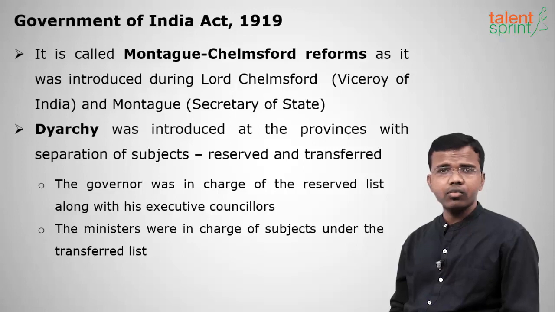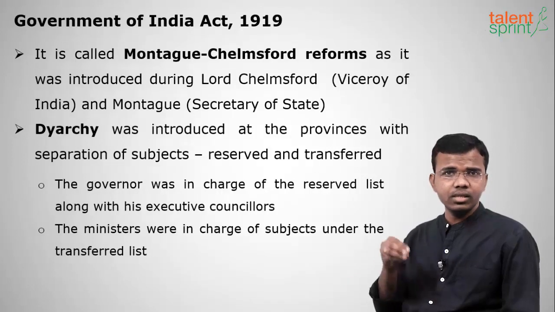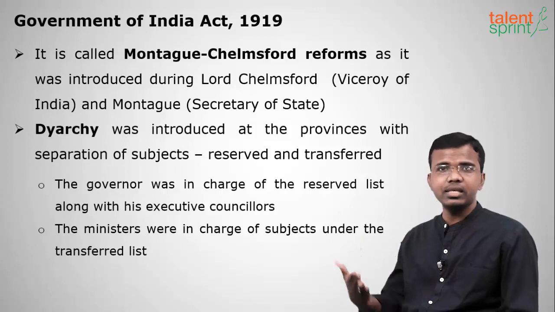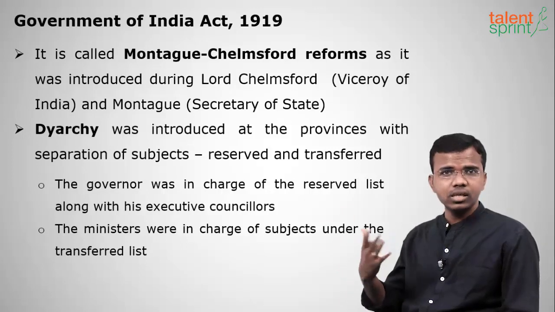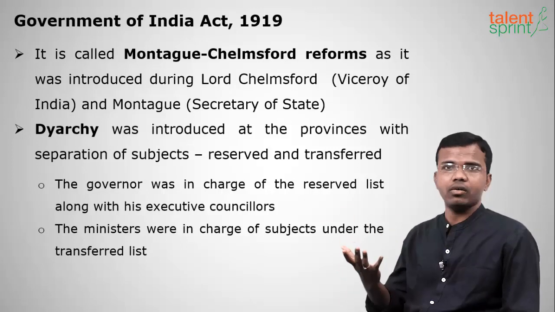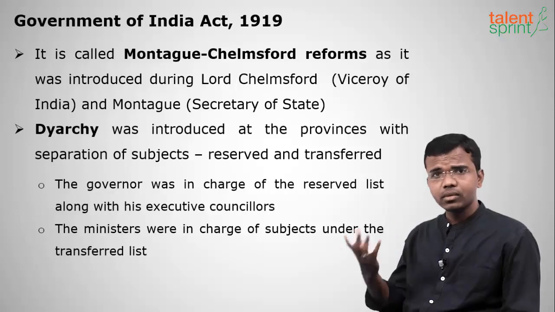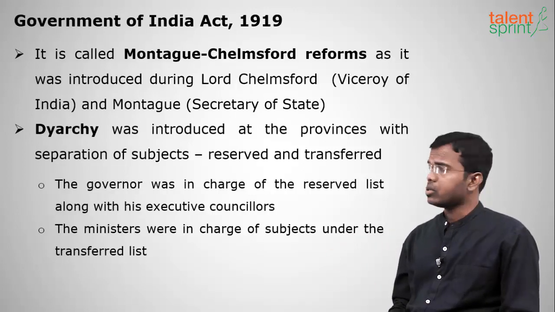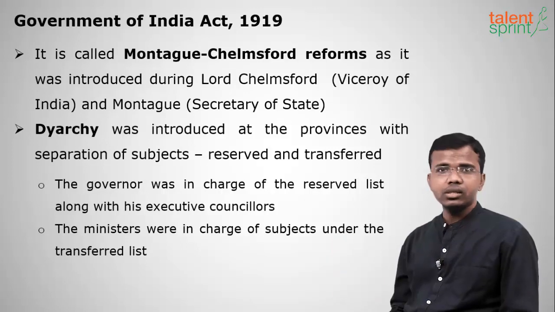The first one was diarchy. Diarchy was introduced in the provinces. What do you mean by province? Provinces are the areas which were ruled directly by the British. Next were princely states. Princely states are those ruled by Indian kings, like the Nizam of Hyderabad, the Raja of Kashmir, and so on. Diarchy was introduced in the provinces.